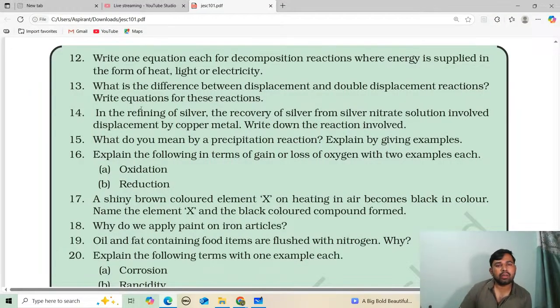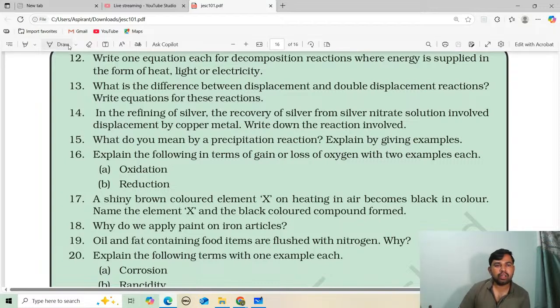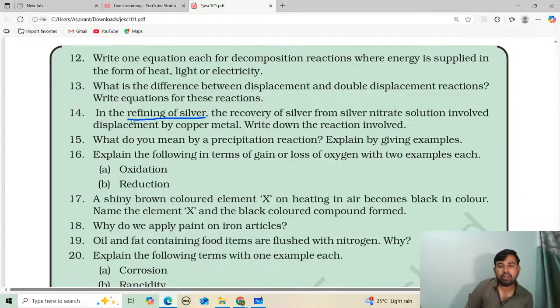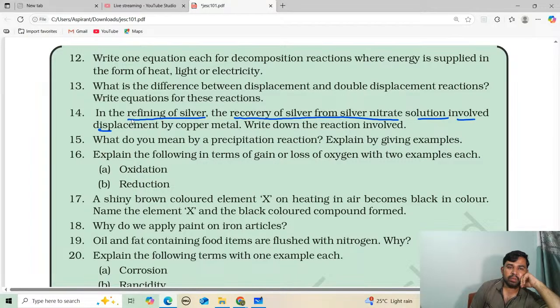Next, let me come to the refining question, number 15. Refining of silver. When you are answering the question, please underline some points. Refining silver means they want to take silver out. By the earlier processes like reduction, after all that, still there will be a small amount of impurities. To remove them, they use a process called refining. So this recovery of silver from the silver nitrate solution involves displacement by the copper metal.